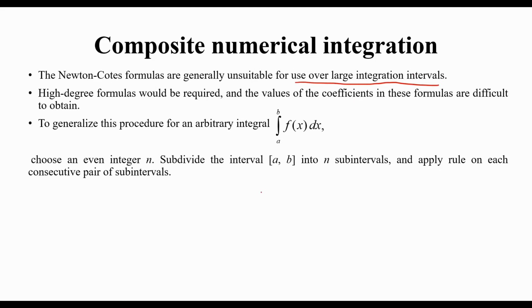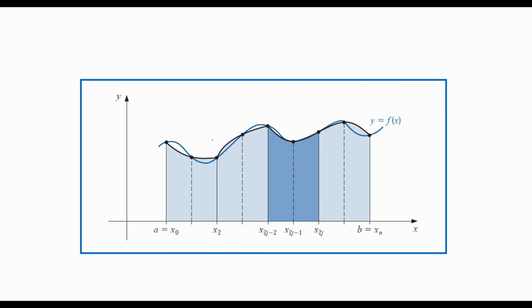If you have a large interval, see this figure, this f(x) for which we want to find the integral. So our task is to find the value of this definite integral. What we have done is divide this large interval from a to b into many subintervals, and then apply the trapezoidal rule in each small interval.